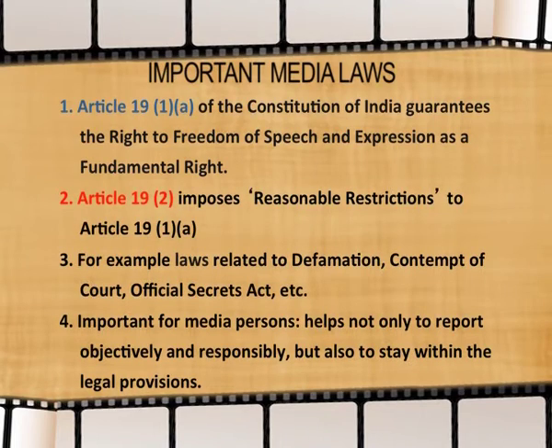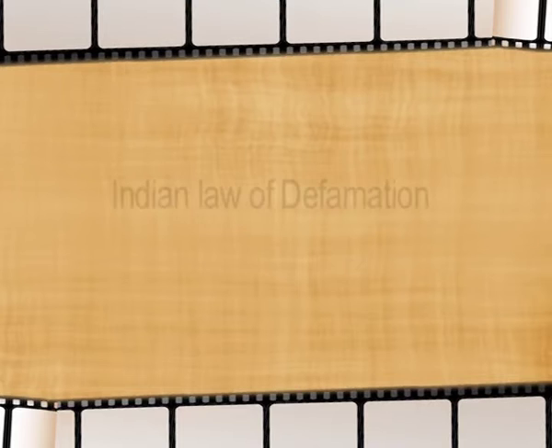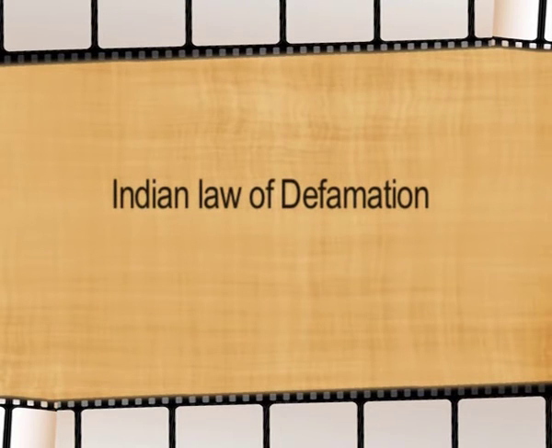There is also Article 19(2) of the Indian Constitution, which imposes certain reasonable restrictions on Article 19(1)(a). For example, the law of defamation, contempt of court, Official Secrets Act, and many others. It is important for journalists to have a firm knowledge of these subjects, simply because a journalist should not only be ethically correct, but also be legally correct. So let us start with the first subject, that is the Indian law of defamation.